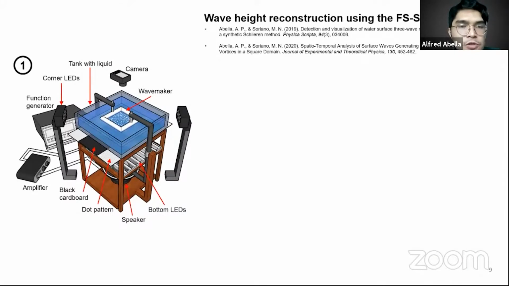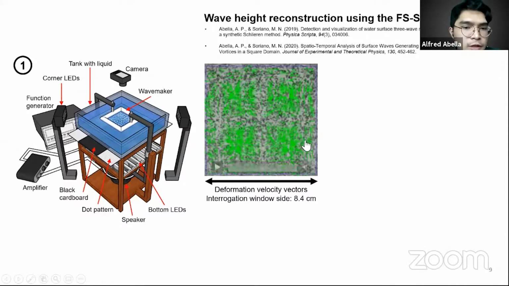So to reconstruct the wave heights produced by the wave maker, which is made of acrylic, we can make use of the deformation gradient and deformation velocity vectors produced by the perturbations on the water surface. As you can see, this is the dot pattern, and it becomes deformed when the surface wave crests and troughs cause a lensing effect on them.